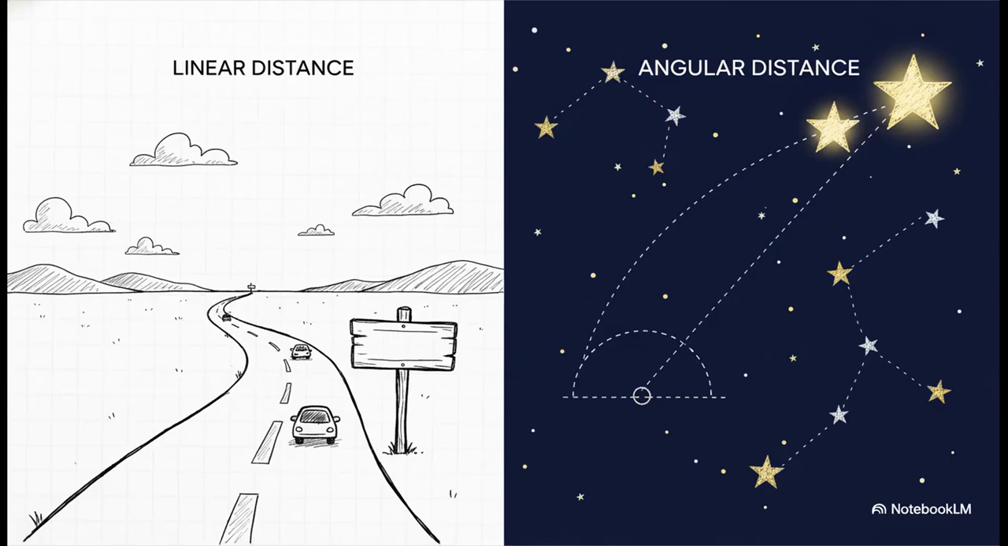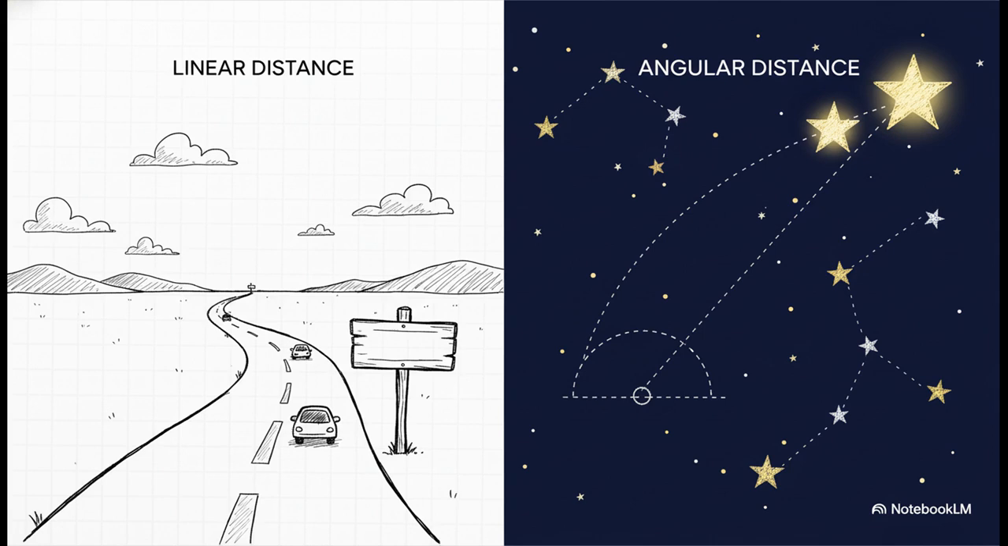See, here on Earth, we use miles or kilometers. But in the sky, that doesn't really work. We can't just pull out a cosmic measuring tape. From our point of view, everything, the moon, the planets, the most distant galaxies, it all looks like it's just painted on the inside of a giant dome. So astronomers had to get clever.